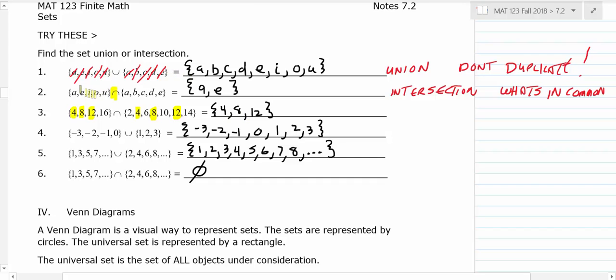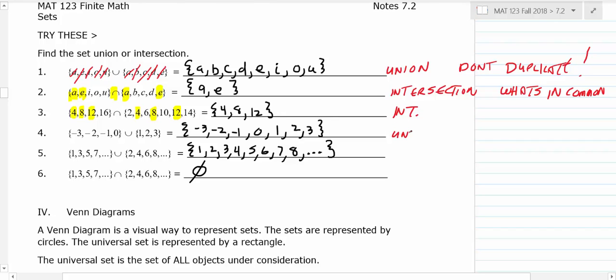Okay, and that's how I do that, and this one's the same way. The one before that is the A's in common and the E's in common, and that's it. So for set intersection, you can use a highlighter if you want to. That's how those two things get figured out.